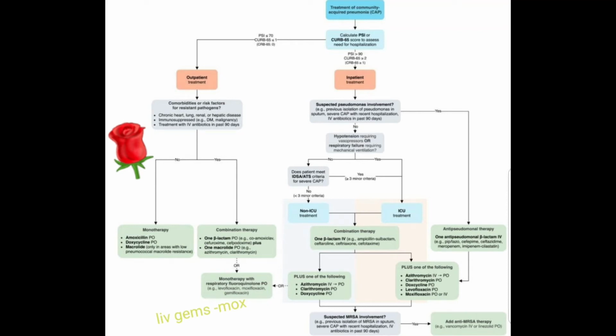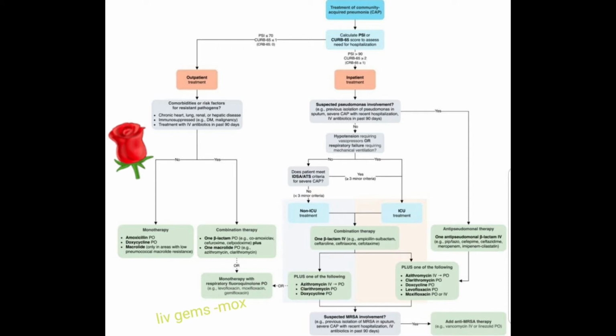So let's talk about the treatment of community acquired pneumonia. Before you start the treatment, first of all calculate the PSI, or CURB-65 score, to assess the need for hospitalization. If PSI is less than or equal to 70, or CURB-65 is less than 1, then we will go for outpatient treatment.